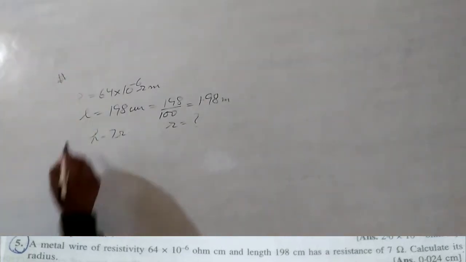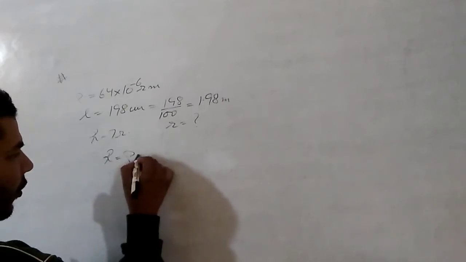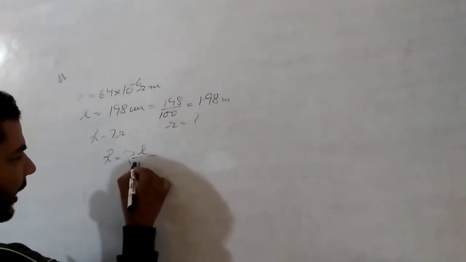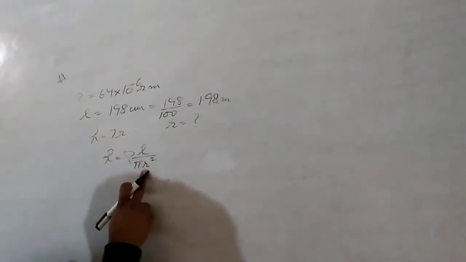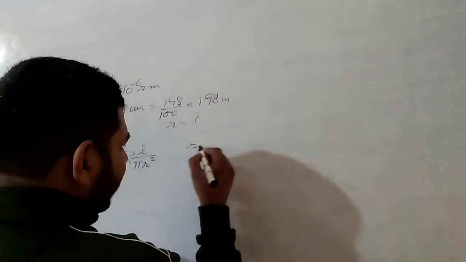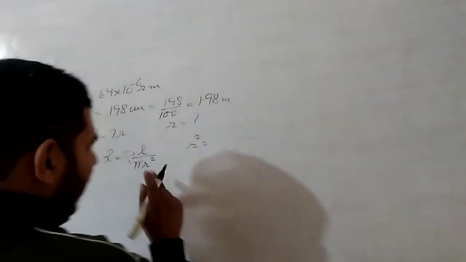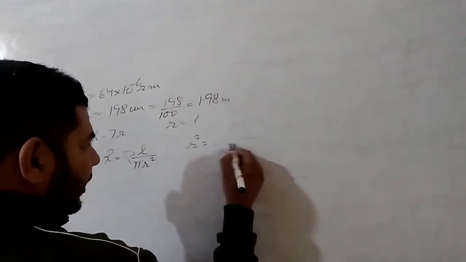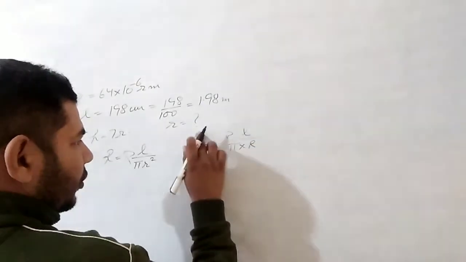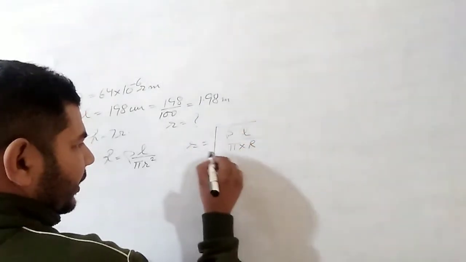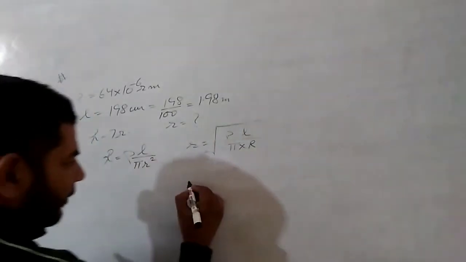So first of all, we will write the formula. R is equal to rho L by A, where A means pi r square. So we have to find small r. r square is equal to rho L by pi into capital R. So if we have to find r, we will write the under root. Now we will put the values.